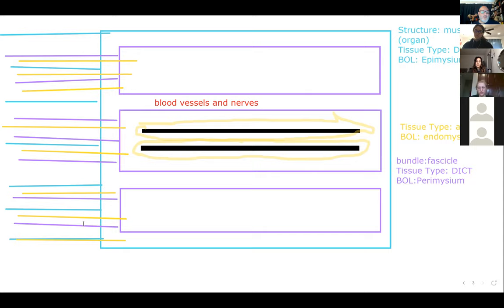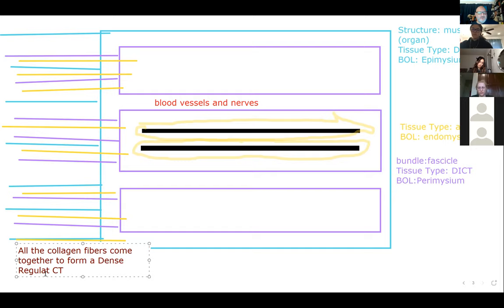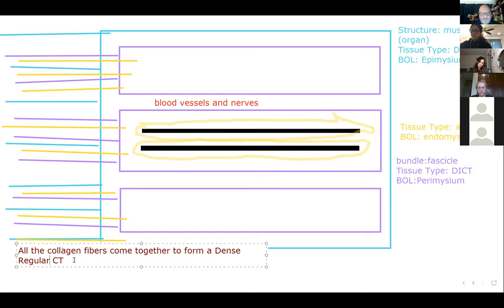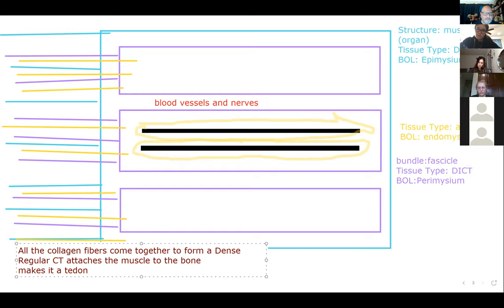each other. What have I just formed here at the end of my muscle? Muscle fibers? Well, they're not muscle fibers. Tendon? Exactly. They come together to form a dense regular connective tissue. And this dense regular connective tissue is going to attach the muscle to the bone, which makes it a tendon. So the tendon is actually formed by all of these connective tissues extending out beyond the muscle cell.